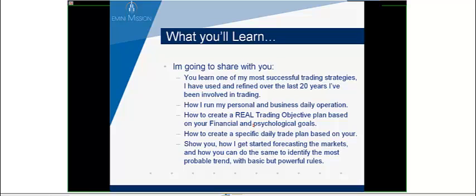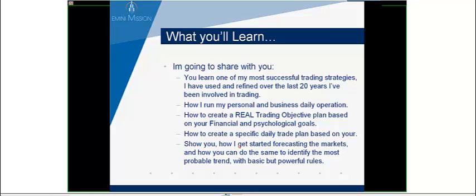It doesn't matter if you trade one contract or a billion contracts. I'm just saying you need to stay focused on the trading plan that you have and keep your objectives in line. Meaning that I'm going to teach you how to create a real trading objective plan based on your financial and psychological goals, if we got the time. How to create a specific daily trade plan based on your financial needs, all right?